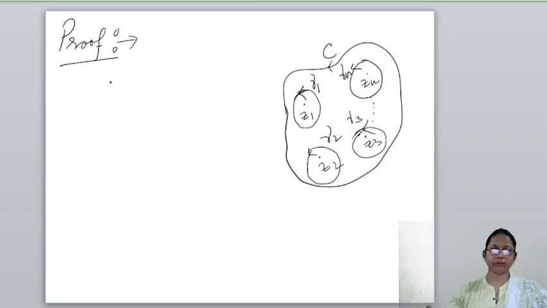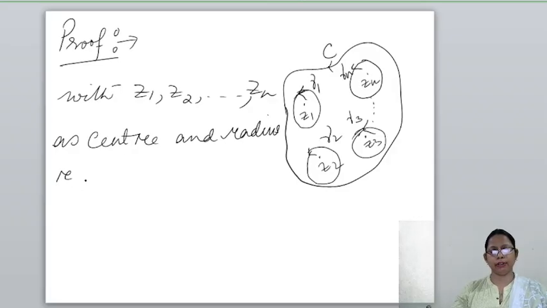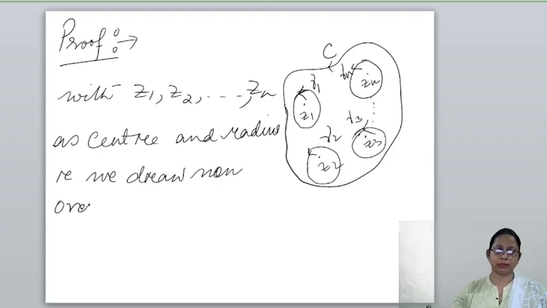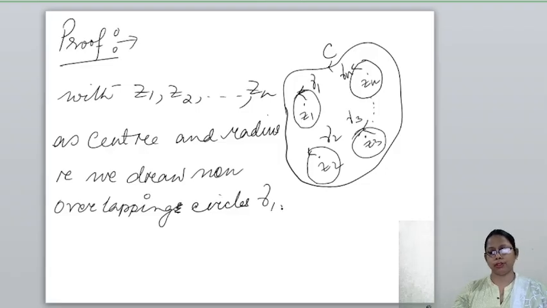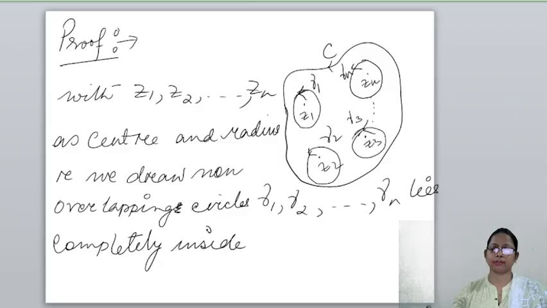So write: with Z1, Z2, ..., Zn as centers and radius r, we draw non-overlapping circles gamma 1, gamma 2, ..., gamma n lying completely inside C.